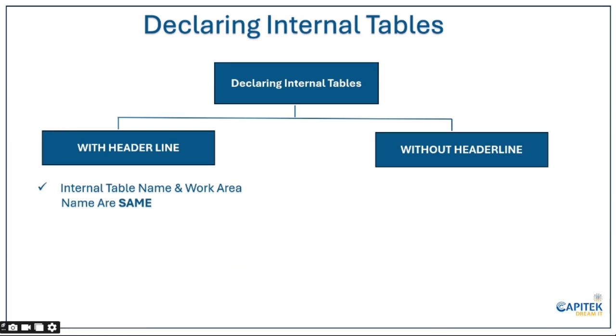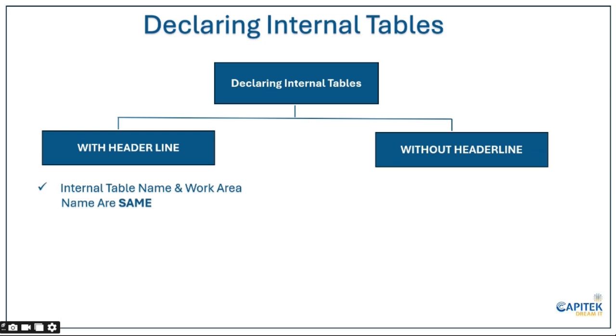Internal table name, work area name are same. When we say internal table with a header line, the internal table name and work area name are same. So internal table will have some name. Work area also will definitely have some name. So we need to give some identity to these objects.